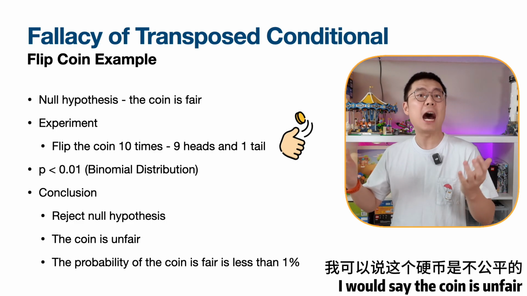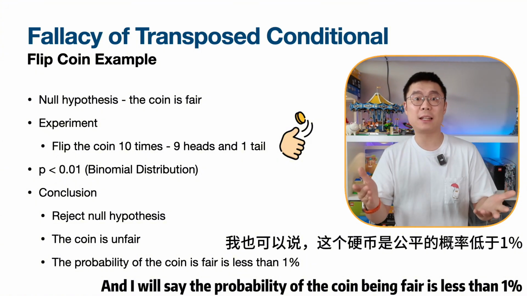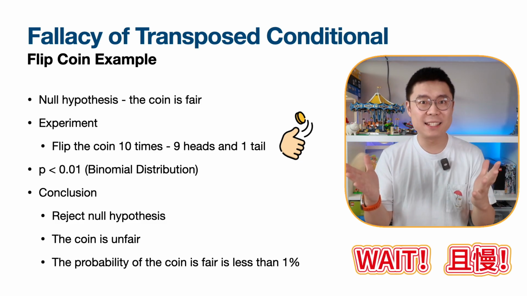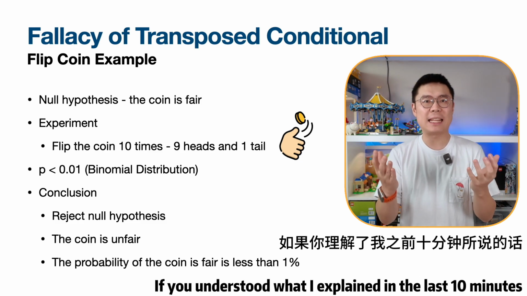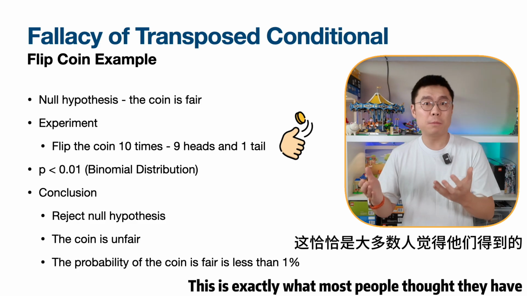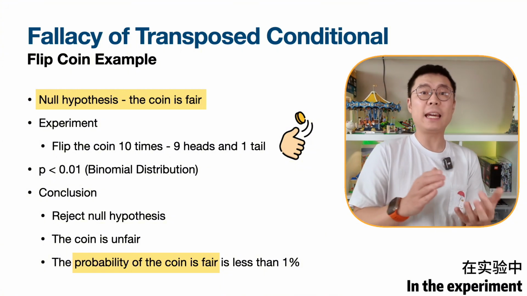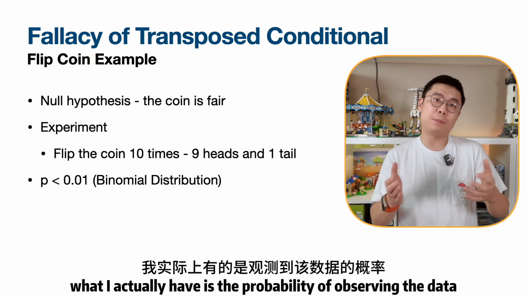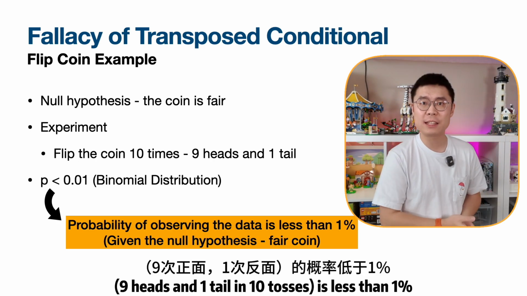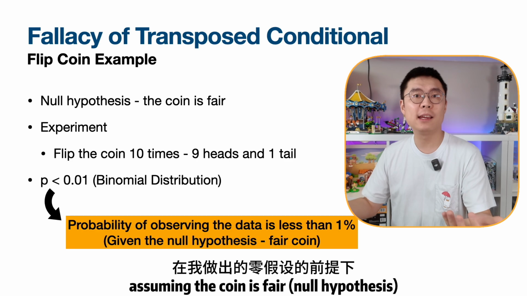I will say the coin is unfair, and I will say the probability of the coin being fair is less than 1%, or I'm going to say I'm 99% confident that the coin is unfair. Wait, if you understood what I explained in the last 10 minutes, you should realize this conclusion is wrong. This is exactly what most people think they have, the probability of the hypothesis given the data. In the experiment, what I actually have is the probability of observing the data, 9 heads and 1 tail in 10 tosses, and it's less than 1%, assuming the coin is fair. That is my null hypothesis.